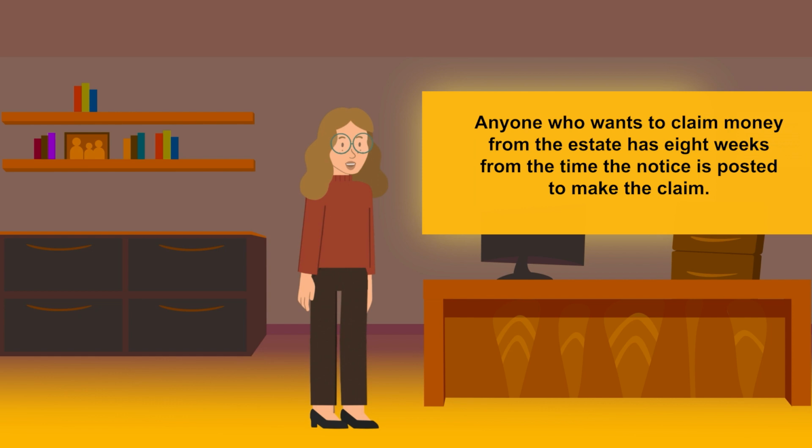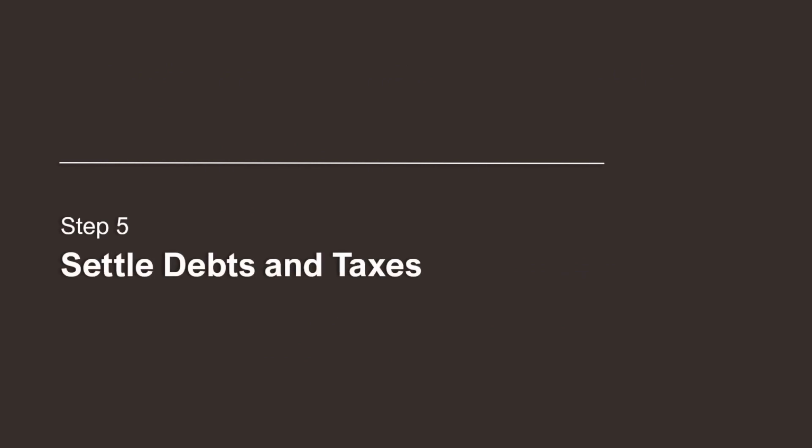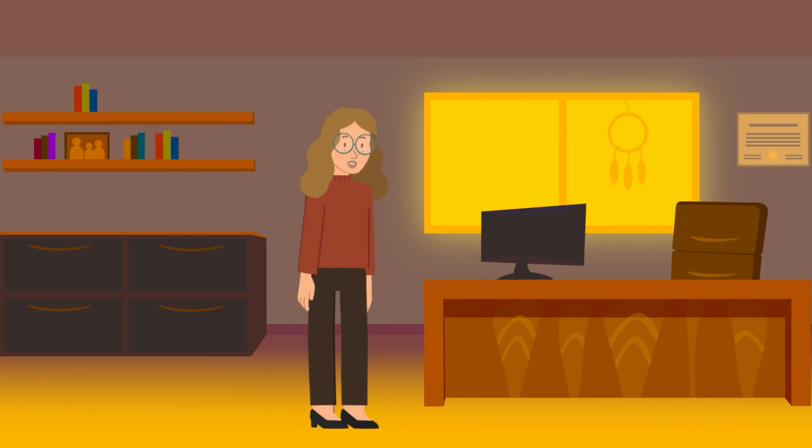Anyone who wants to claim money from the estate has 8 weeks from the time the notice is posted to make a claim. Once a list of all debts and property has been collected, the administrator or executor must pay off debts using the money of the estate and keep all bills and receipts proving that the debts have been paid. They are also required to pay all taxes if applicable.